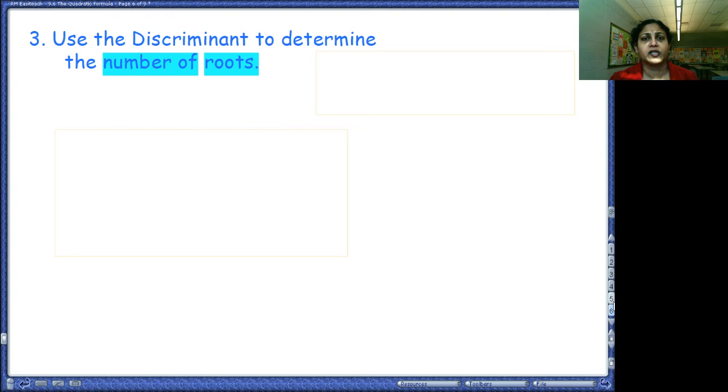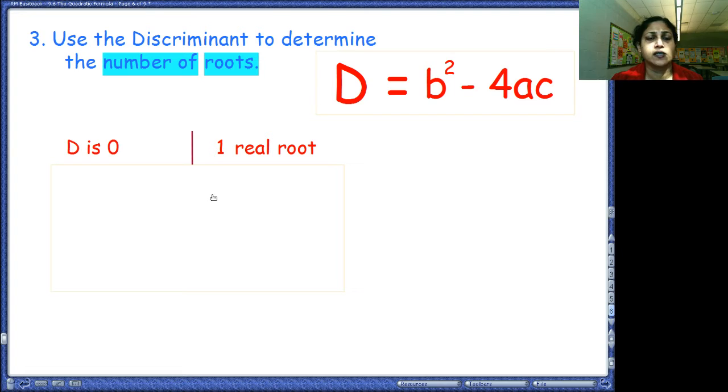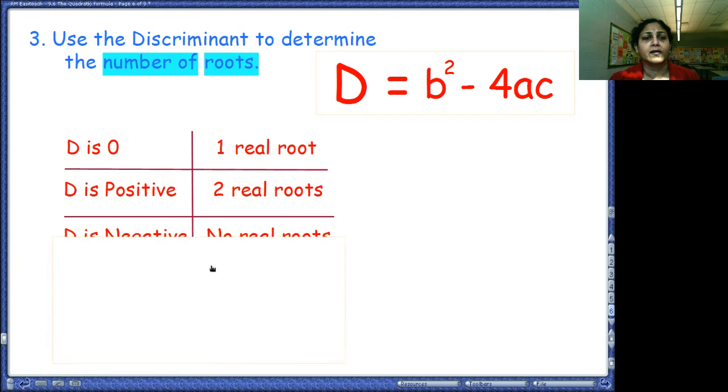So what does the discriminant mean? We use the discriminant to find the number of roots. A quadratic function can have anywhere from 0 to 2 roots. So remember that you're only calculating b squared minus 4ac. And then you actually just have to remember that when the discriminant is 0, we have one real root. When the discriminant is positive, we have 2 real roots. And when the discriminant is negative, we have no real roots. You will understand how this works as time goes on. Right now, you just have to do the math.